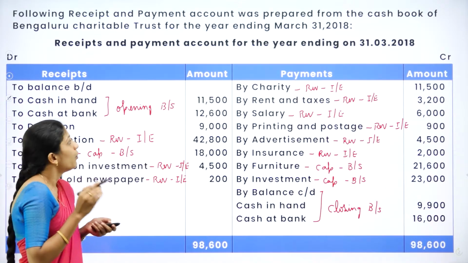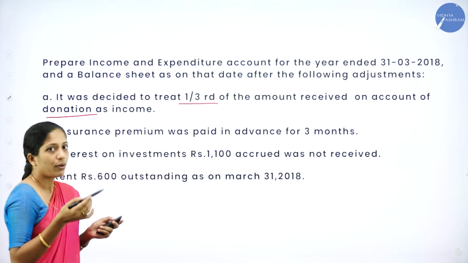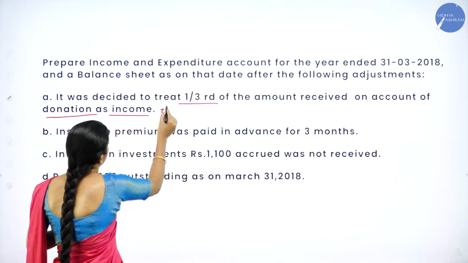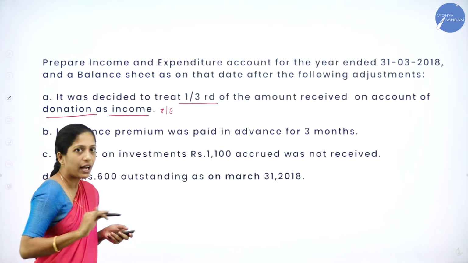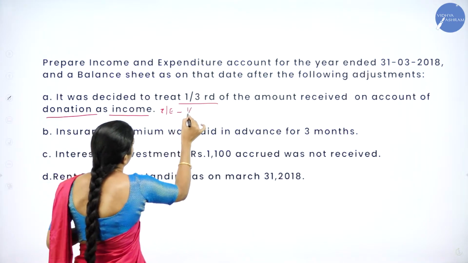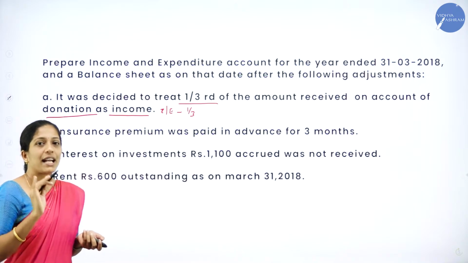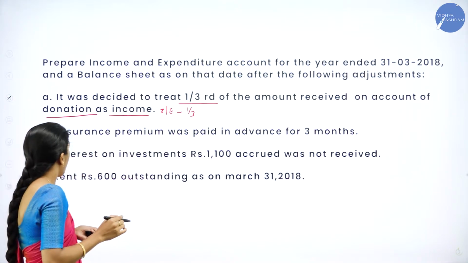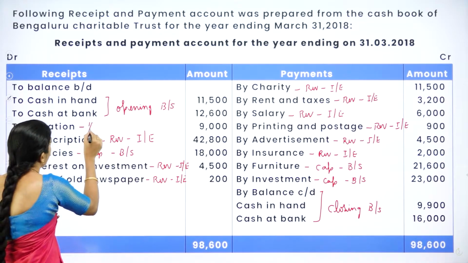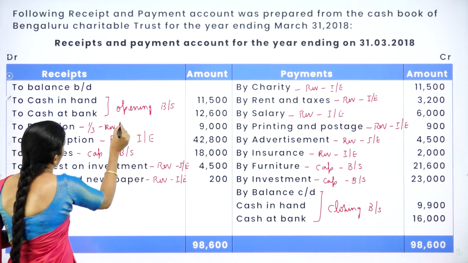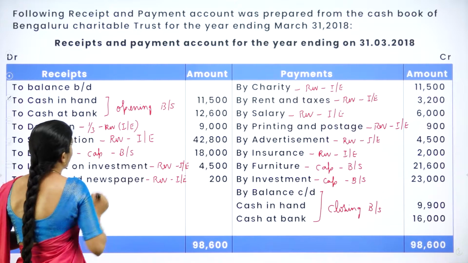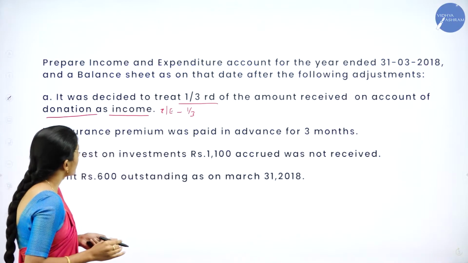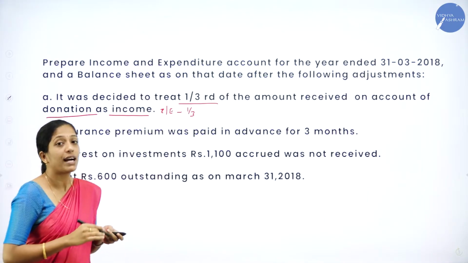Now they are telling us that 1/3 of the donation amount received has to be treated as income. Income means it comes under the income and expenditure account. How much? Full 100%? No, only 1/3. That 1/3 comes under the income and expenditure account, and the remaining has to be recorded in the balance sheet. So 1/3 is revenue, and revenue items come under the income and expenditure account, and the remaining comes in the balance sheet. Clear? Yes. Now go through the next adjustment. Insurance premium was paid in advance for 3 months.